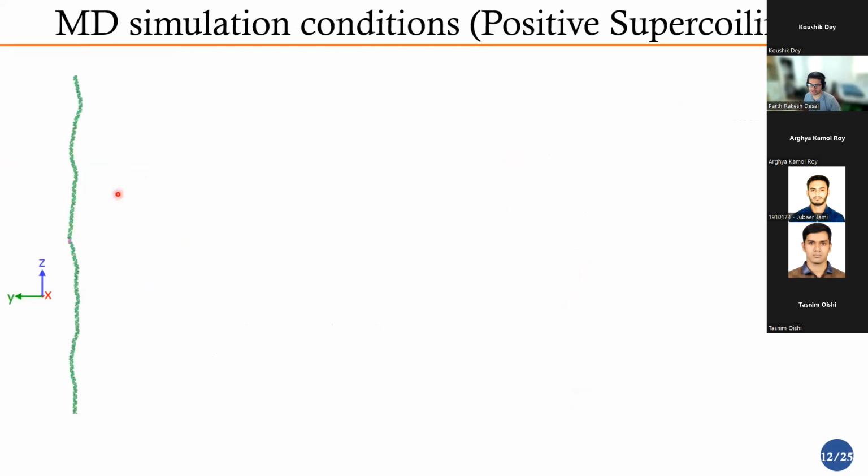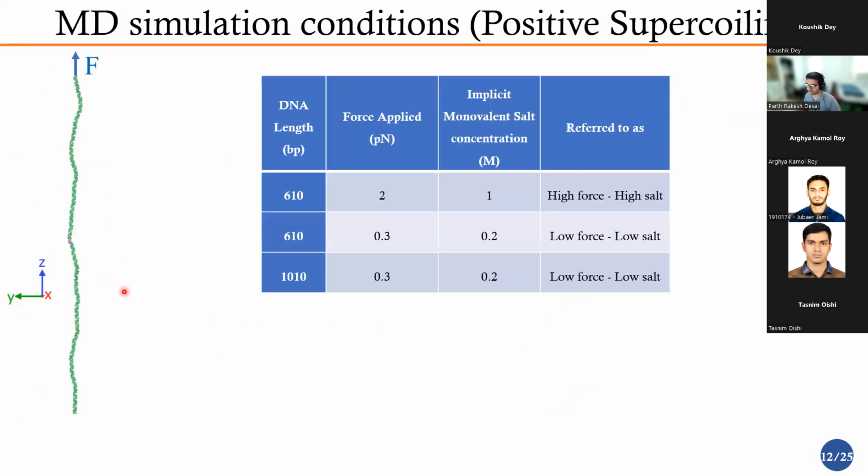So to do the simulations and to compare them to experiments, I had a 600 and 1,000 base pair DNA molecule, right? I applied force at one end of the DNA molecule. The other end was fixed to simulate the experimental conditions, right? At this end you can twist the DNA, and then you can apply the force. So I did 3 different sets of simulation, right? To compare with the experiments, we did 2.